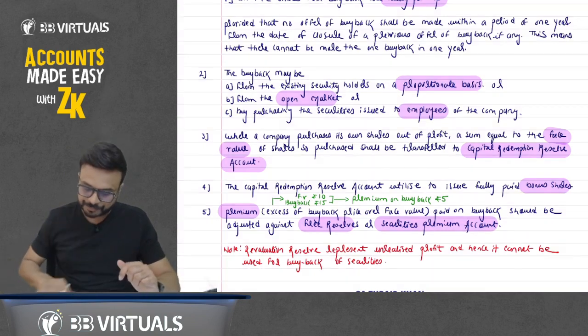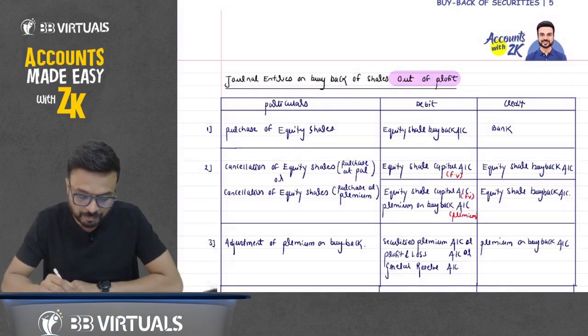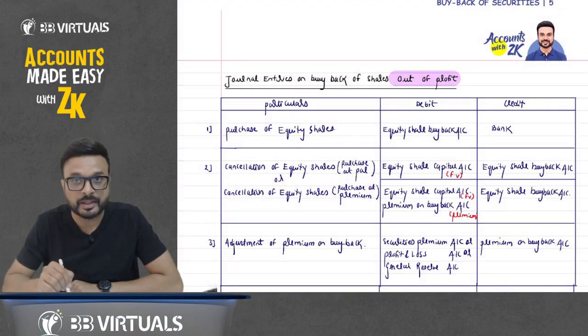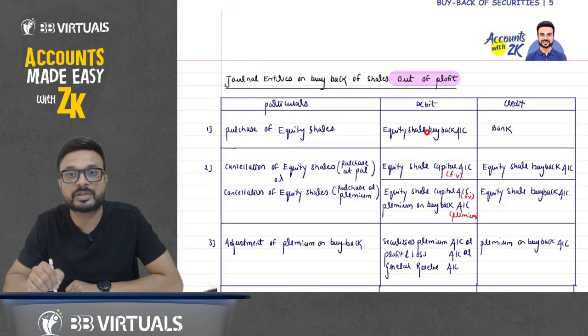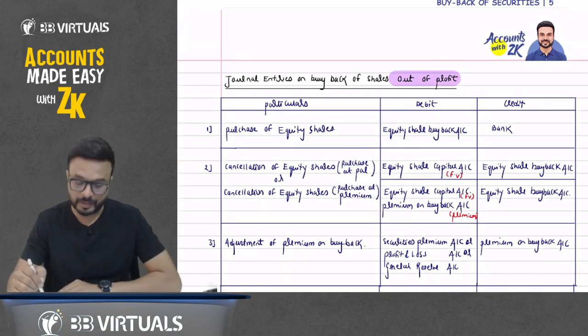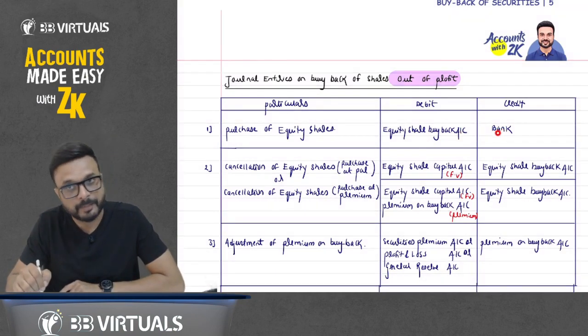Now we have discussed the journal entries also, the journal entries on buyback of shares out of profit. So first we have to purchase the shares, the purchase of equity shares. Equity share buyback account debit. We have purchased the shares and you have paid the amount for it. So equity shares buyback account debit to bank account.